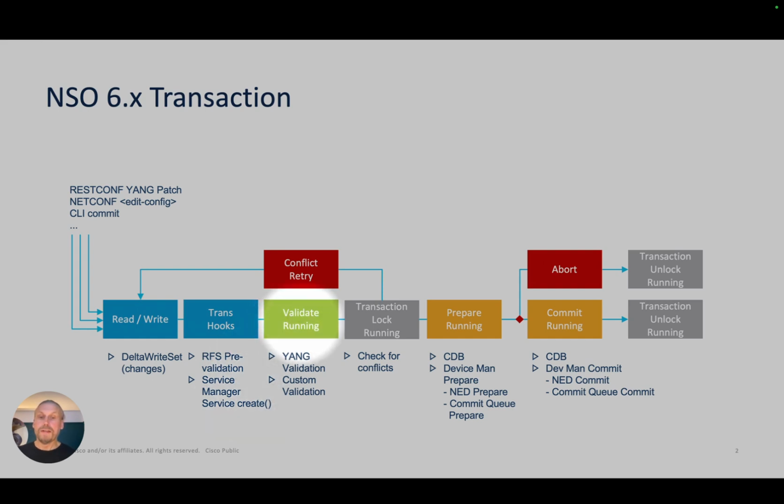Then you have the validate step, where you have YANG validation. It could be a must statement with an XPath expression, and you can see the details of the XPath expression running in the XPath trace if you turn that on. And you have custom validation, where some of your code, Python code for example, might be running to validate some things before you move on. All these steps, by the way, you can use the progress trace to get the details of what NSO is doing, going through this from the read-write phase to unlocking the transaction, as I will show later.